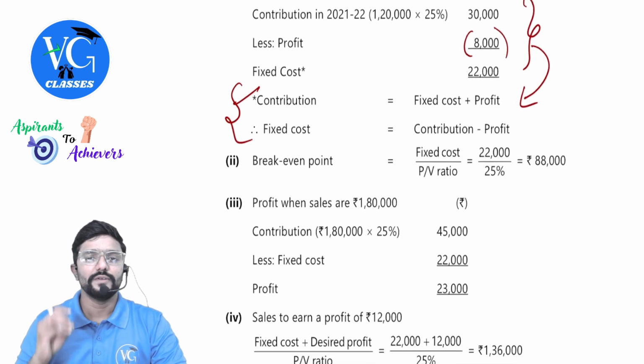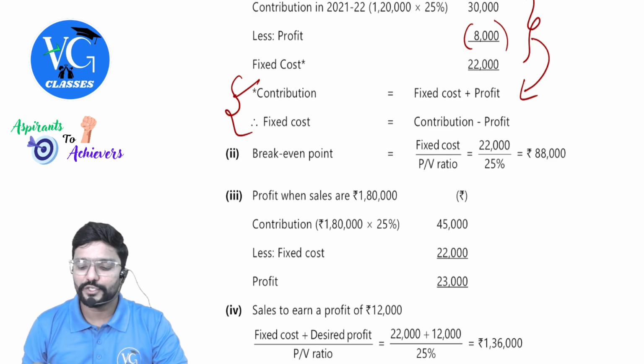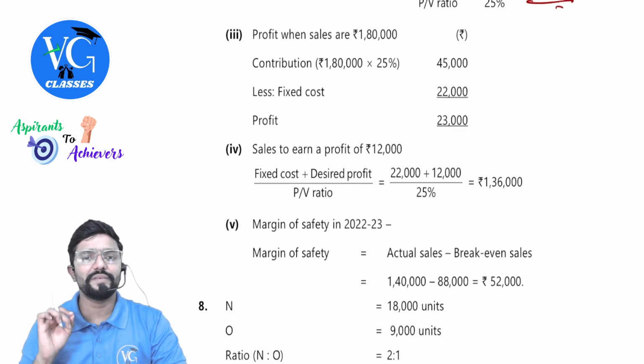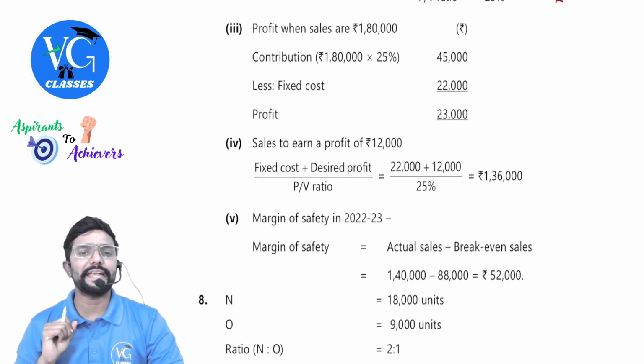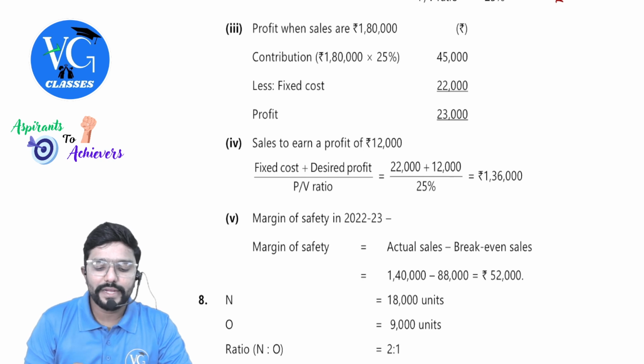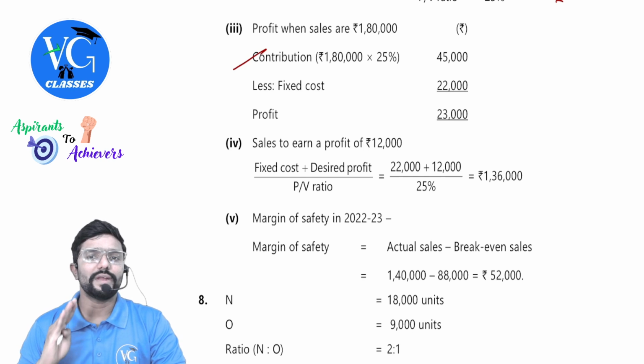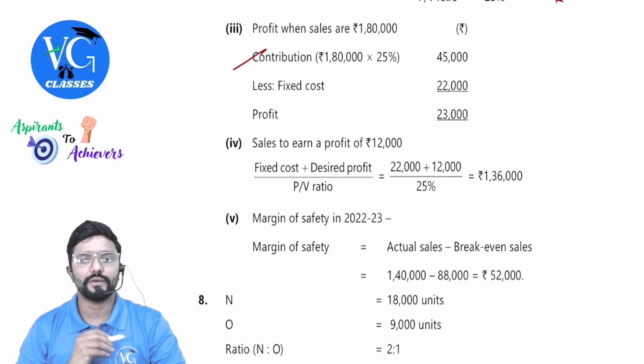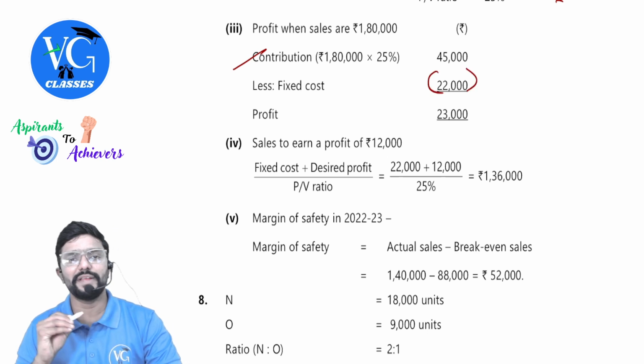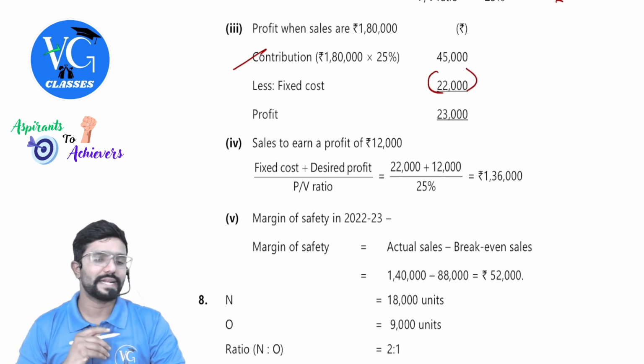Break even point now. Fixed cost divided by PV ratio, which is equal to 88,000. Next, third one. Profit when sales are 1,80,000. Again, calculate the contribution first, straight away. You can straight away start with contribution. 1,80,000 into PV ratio, 45,000. Minus fixed cost, which will remain fixed, is equal to profit.